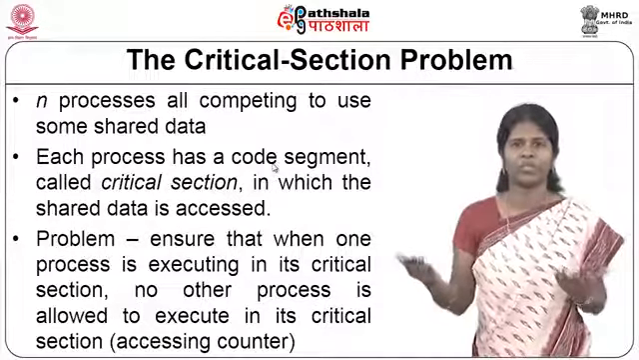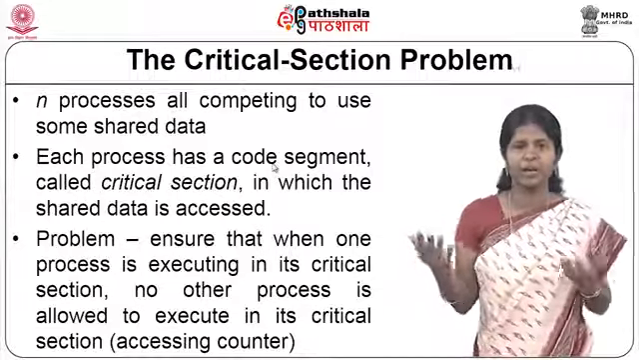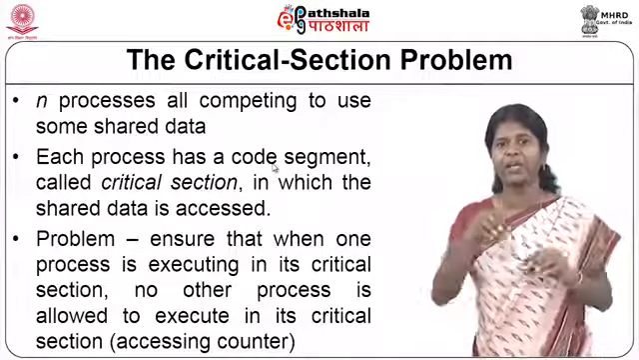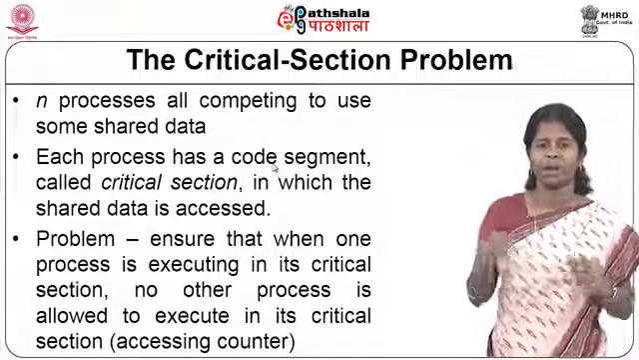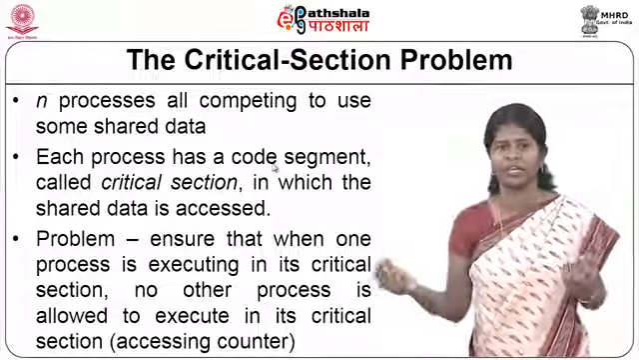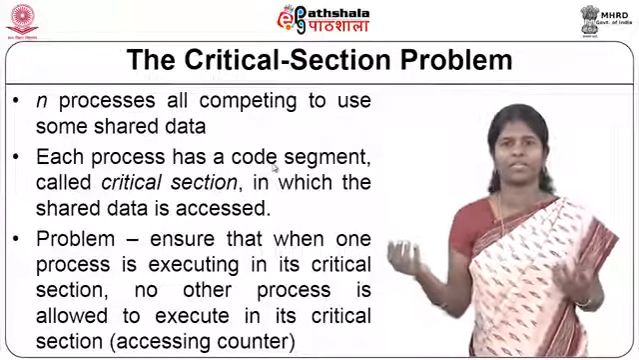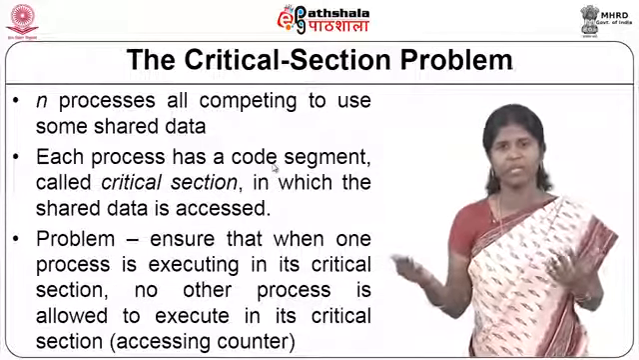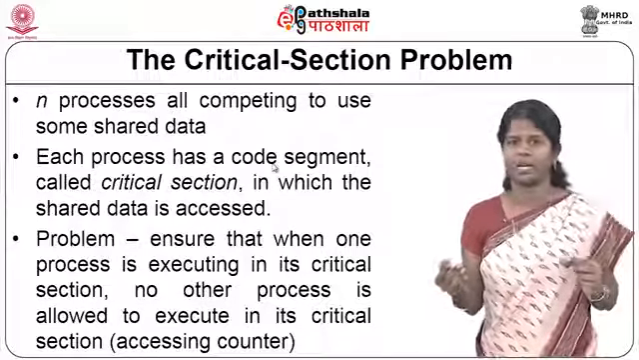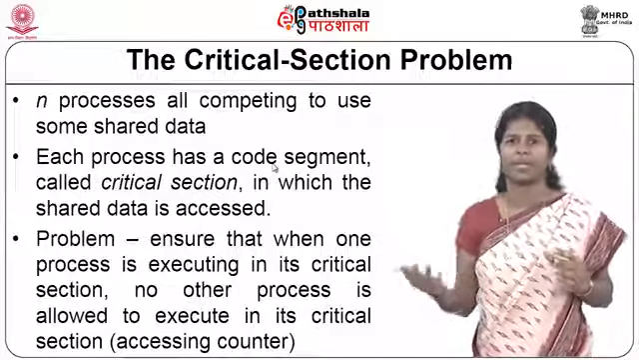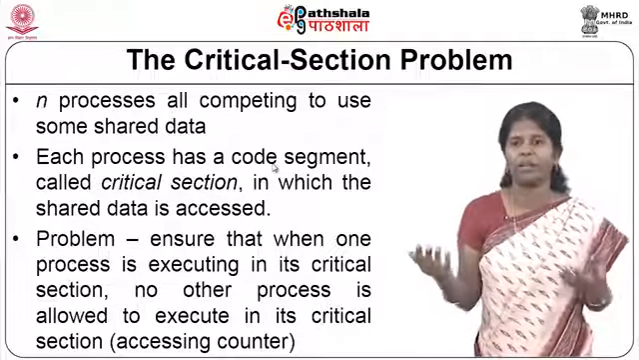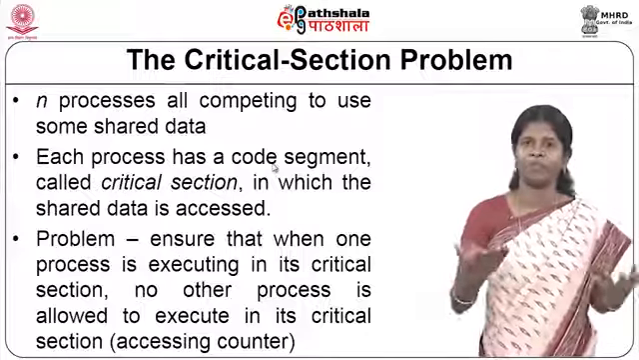So each process, the producer as well as the consumer, has a code of its own called the critical section, in which it accesses that one common shared data. The problem here is that you need to ensure that when one process is executing its critical section, no other process should be allowed to execute its critical section. Repeating with the same example, when the producer is executing counter plus plus, the consumer should not execute counter minus minus, and vice versa. If that is possible, then your problem will be solved.